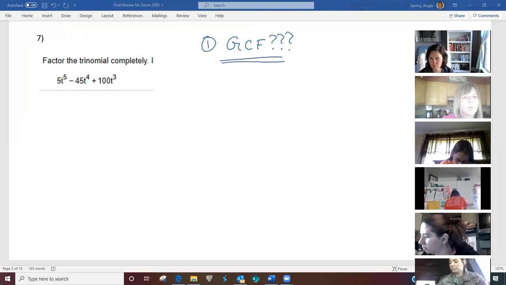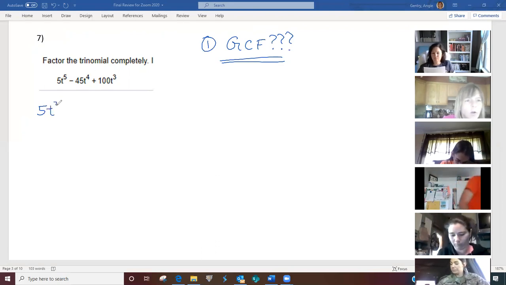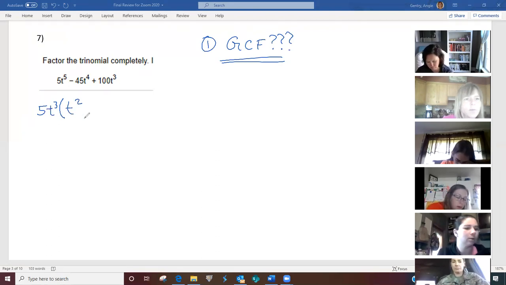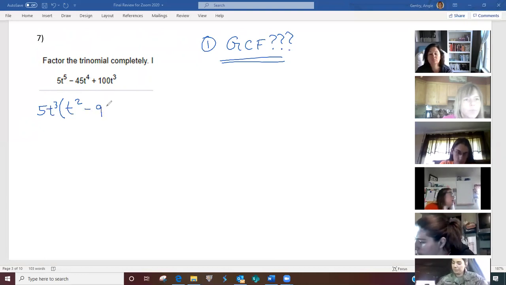So you pull the GCF, well, they all have a 5. Oh, great, it's going to be a simple trinomial later, meaning it makes my life easy. The greatest power of t they have is 3. All of them include a t cubed. Open. 5t cubed times what is 5t to the 5th? t squared. 5t cubed times what is negative 45t to the 4th? Negative 9t. Yes, t cubed times t is t to the 4th. And 5t cubed times what is 100t cubed? Plus 20. Close.